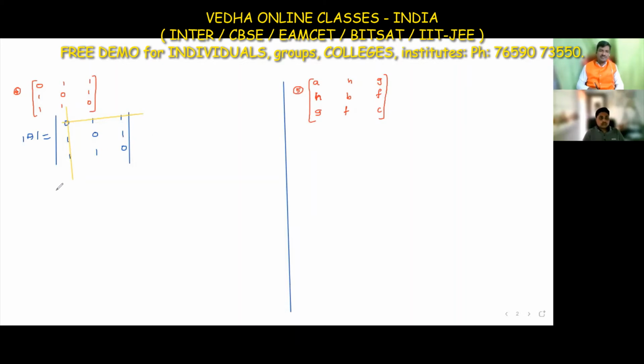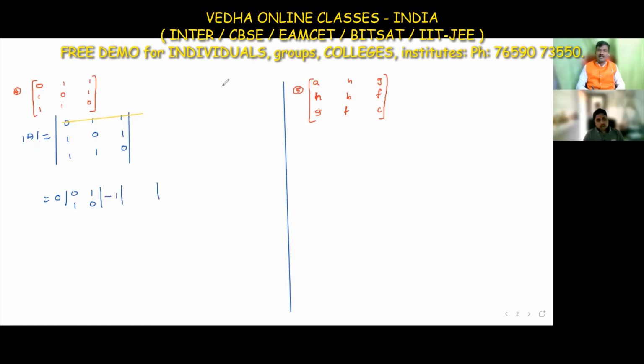So here, 0 into: the first element we are taking is 0. When we are taking 0, close the row and column of that 0, the first row and first column. Write the remaining elements, that is 0 1, 1 0, 0 1, 1 0. Next, what is the second element in the first row? Take that, that is 1. For this element we write an extra minus 1.